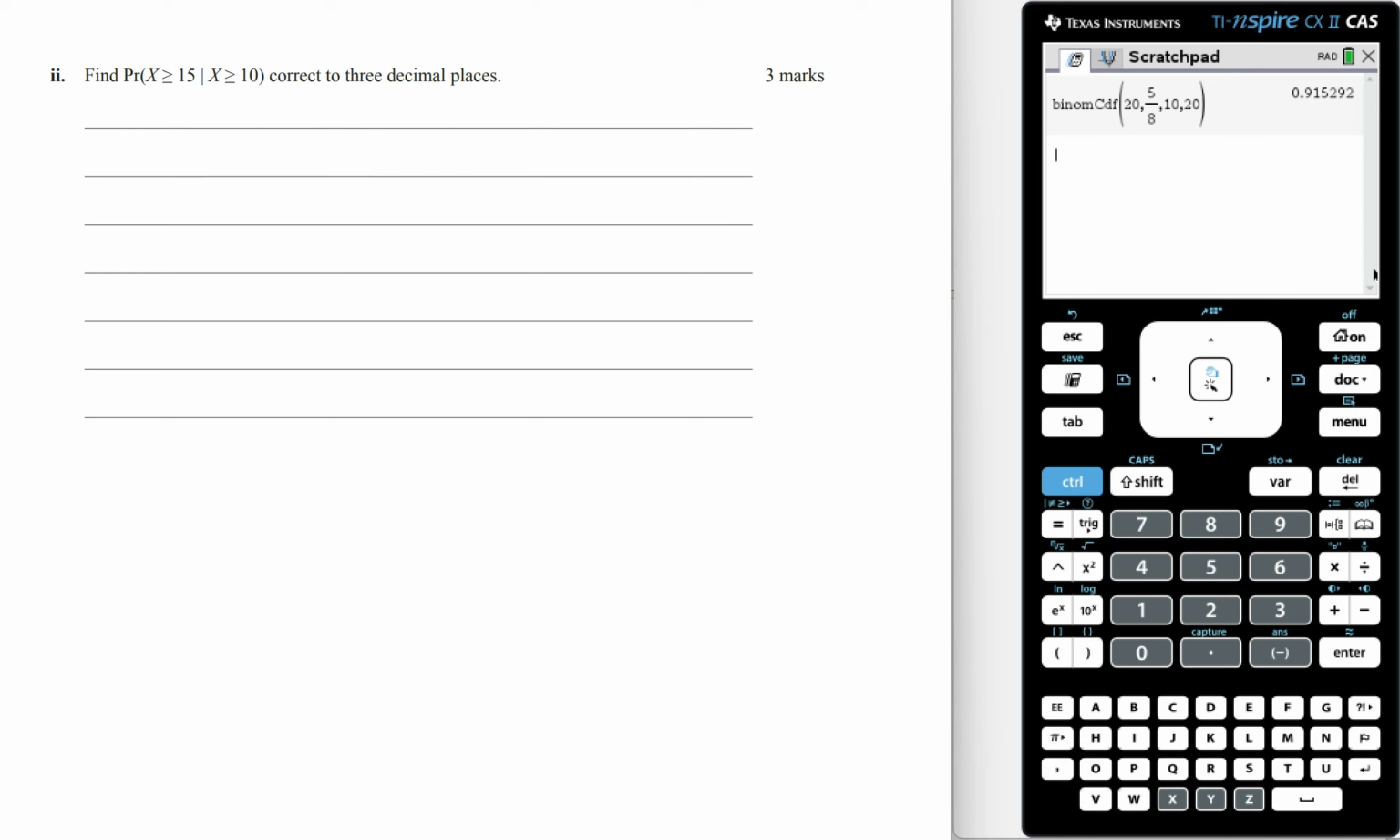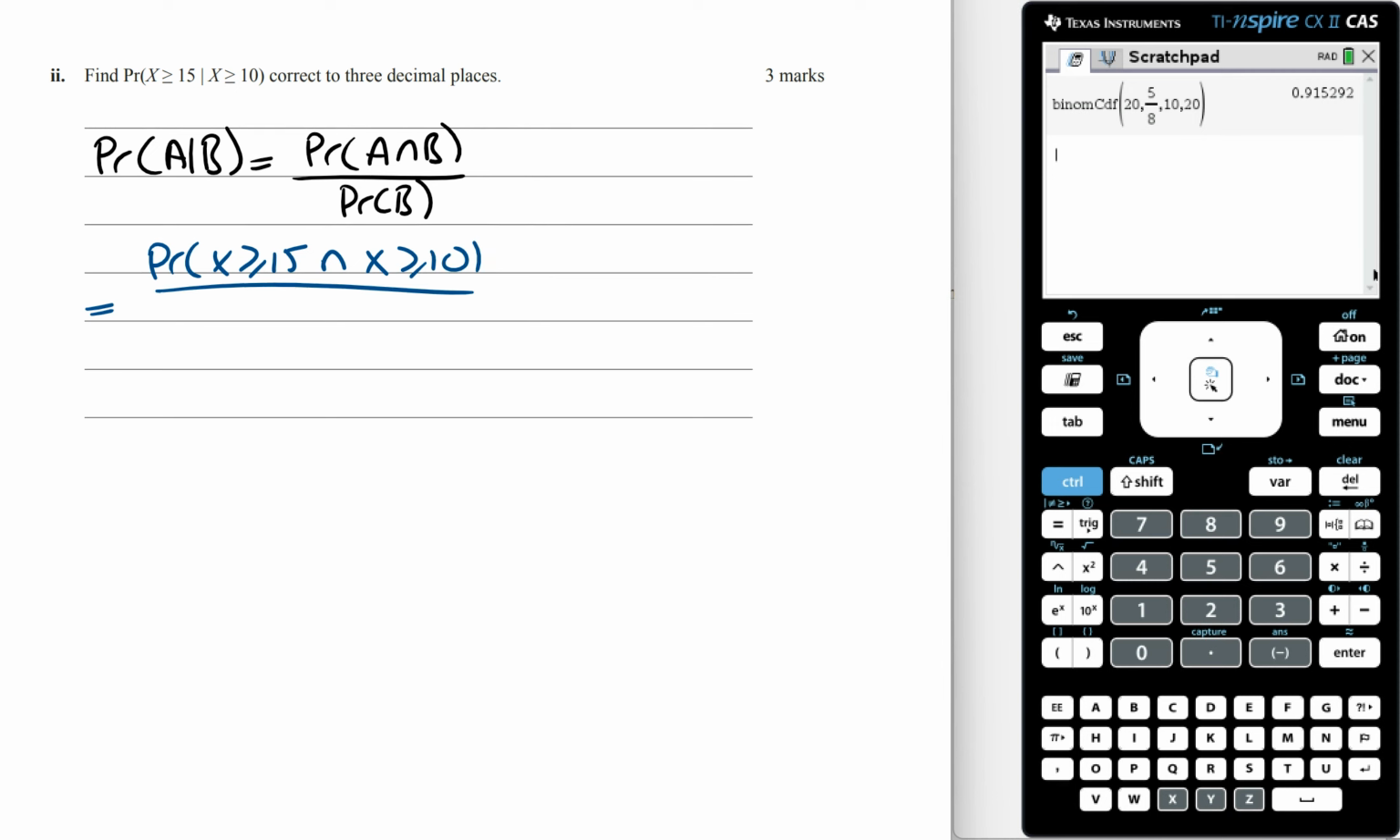Part 2. Find the probability that X is larger than or equal to 15, given that X is larger than or equal to 10, correct to 3 decimal places. This is a conditional probability, and so we're going to need to use the formula. The probability of A given B is equal to the probability of A intersection B divided by the probability of B. And so this is going to equal the probability that X is larger than or equal to 15 intersection X is larger than or equal to 10, divided by the probability that X is larger than or equal to 10.